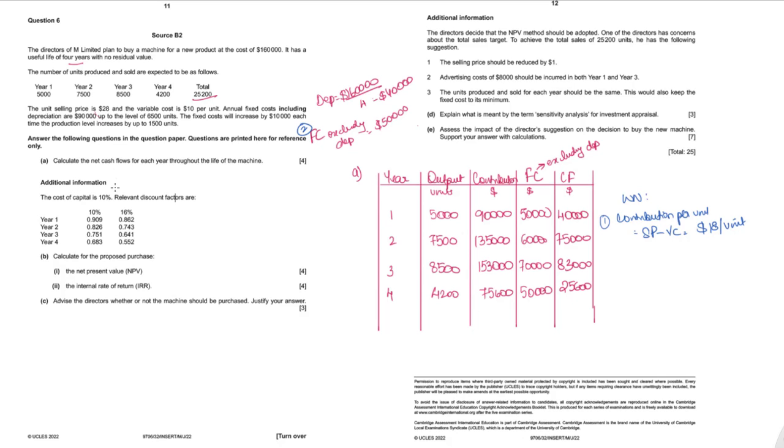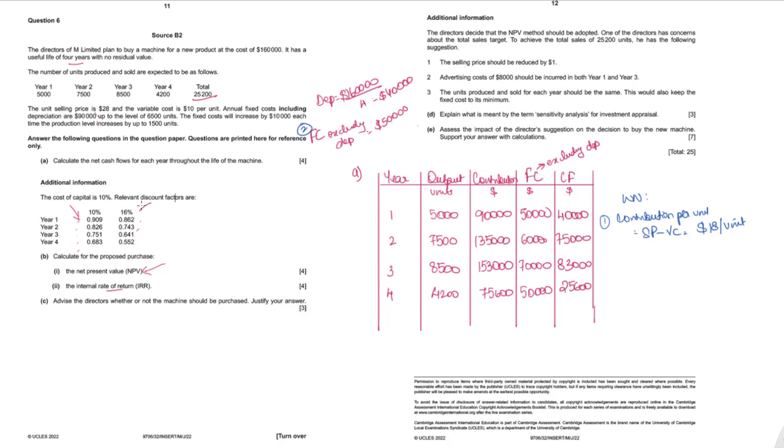Then additional information is given. Cost of capital is 10%. For 10% the discounting factor is given. 16% also they've given a discounting factor. Calculate for the proposed purchase the NPV. For NPV, you will always use the discounting factor for the rate which is equal to the cost of capital. So since the cost of capital is 10%, for NPV we are going to use the 10% discounting factor. Always remember that.